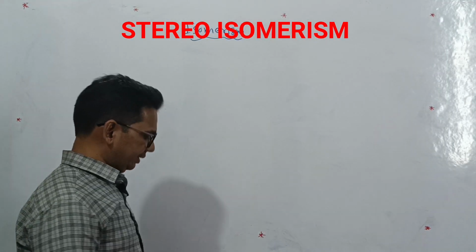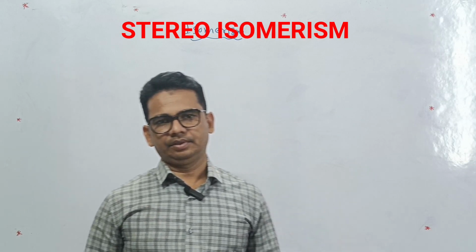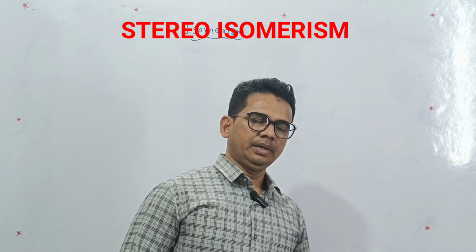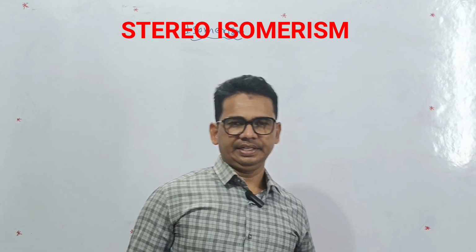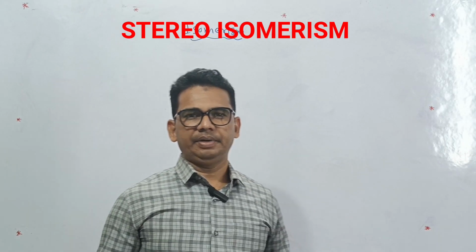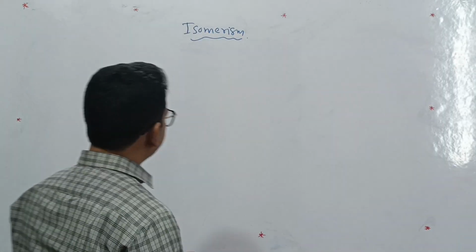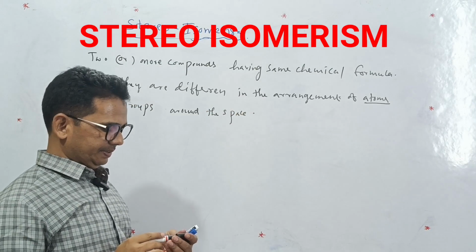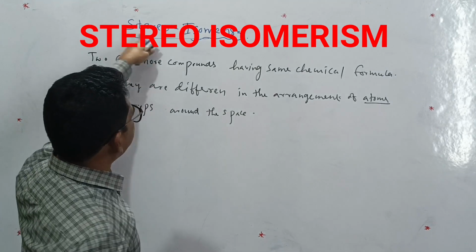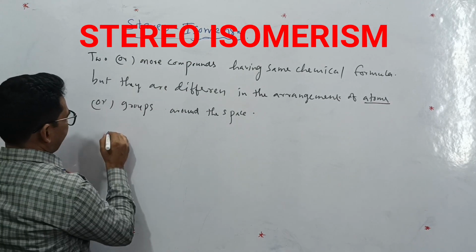What I told, structural isomerism is classified into 6 types: chain isomerism, positional isomerism, functional isomerism, then chain and ring isomerism, then metamerism, tautomerism. But now we are discussing stereoisomerism, around the space. Specially, it is classified into 2 types.